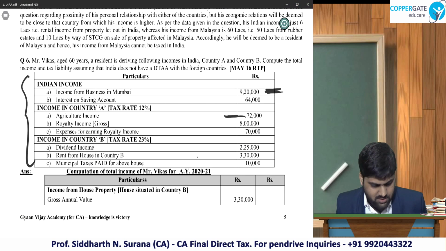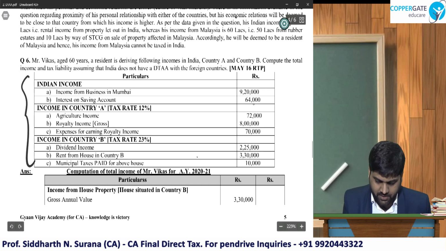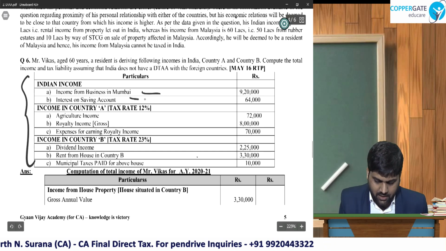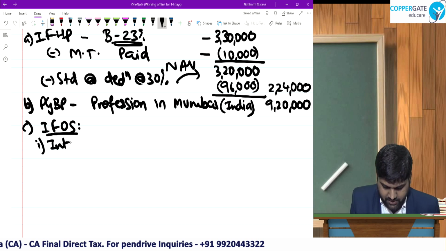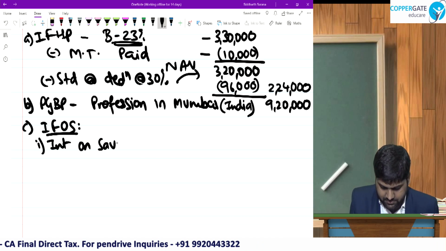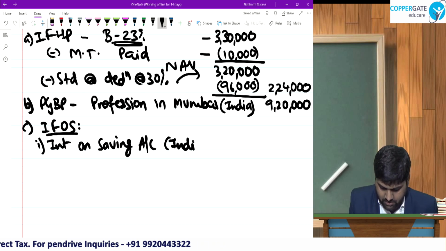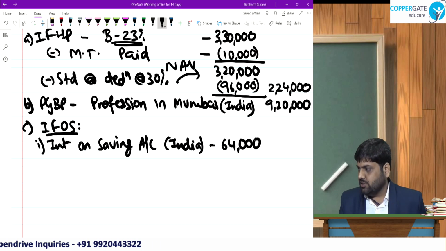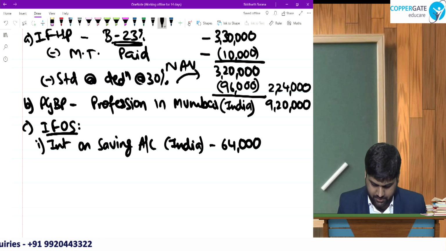So let's go and check one by one if we are left with any income. Income from business in Mumbai. Have we taken it in PGBP? Yes. Interest on saving account. We have not taken it. So let's take interest on saving account under IFOS. And it has been given in the question that this is income earned in India, rupees 64,000. So this is what we will do. Check every income. Anything that has not come till now, take it.